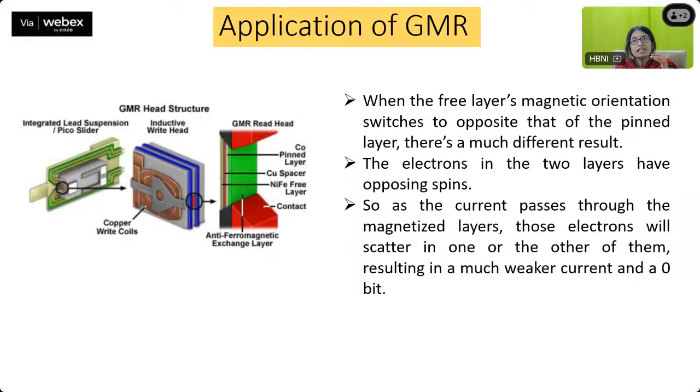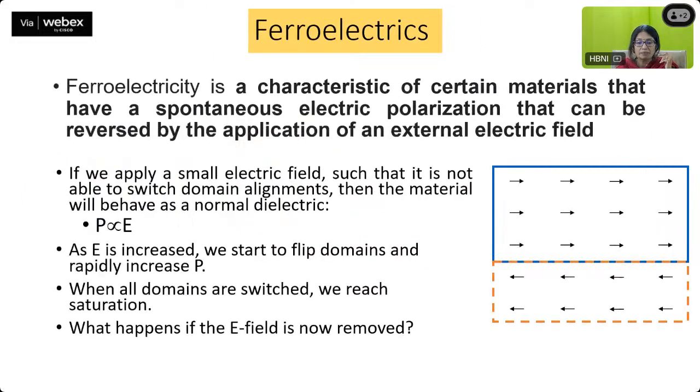And when the free layer's magnetic orientation switches to opposite that of the pin layer, then there is a much different result. The electrons in the two layers will now have what? Opposing spins. So as the current passes through the magnetized layers, those electrons will scatter in one or other direction, resulting in a much weaker current, and you will find a 0 bit. So this is how the reading happens, 1 bit and 0 bit. So this is all about the giant magnetoresistance.